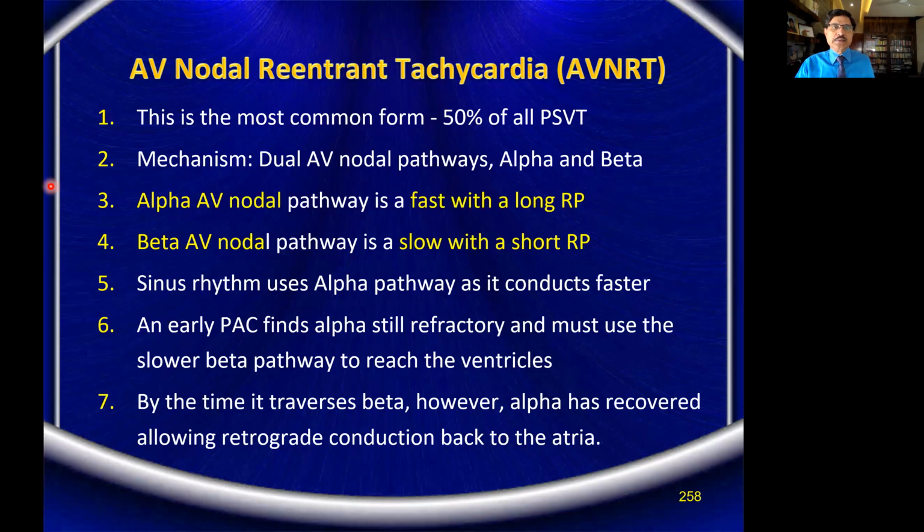The second thing is the mechanism is dual AV nodal pathways, an alpha pathway and a beta pathway. Alpha pathway is faster with a long RP, beta pathway is slower with a short RP. Sinus rhythm uses the alpha pathway as it conducts faster. That is the normal thing. An early PAC finds the alpha still refractory and must use the slower beta pathway to reach the ventricles. By the time it traverses the end of the AV node, however, the alpha has recovered. This allows a retrograde conduction back to the atria. That is why the supraventricular tachycardia.